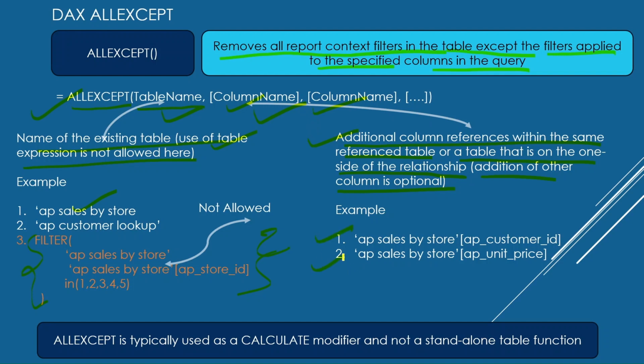This is the example. This is the table name and this is the column name. This is the table name, this is the column name. This is the syntax we generally write whenever we supply the column name in the ALLEXCEPT function. So this is very important: ALLEXCEPT is typically used as a CALCULATE modifier and not a standalone function. Please make a note that the ALLEXCEPT function is typically used as a modifier. We cannot use it as a standalone table function.